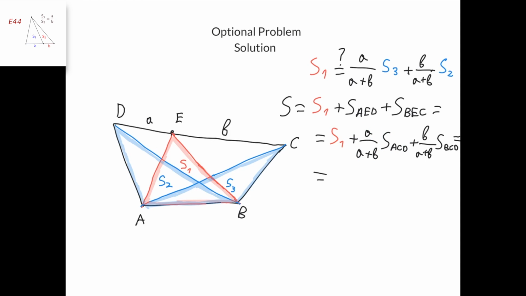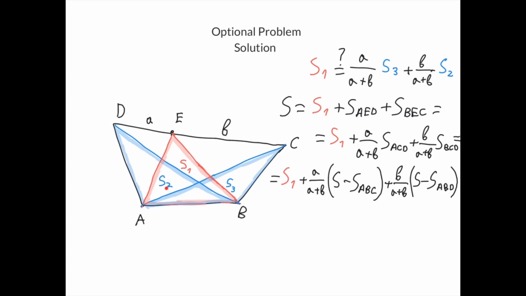And we can apply similar reasoning for the area of triangle BEC. We know that the area of BEC divided by the area of BED equals B divided by A. And therefore, the area of BEC divided by the area of BDC would be B divided by A plus B, because the first triangle has a base B, the second triangle has a base A plus B, and both triangles have the same height here. So we write area of BEC as B divided by A plus B times area of BCD.